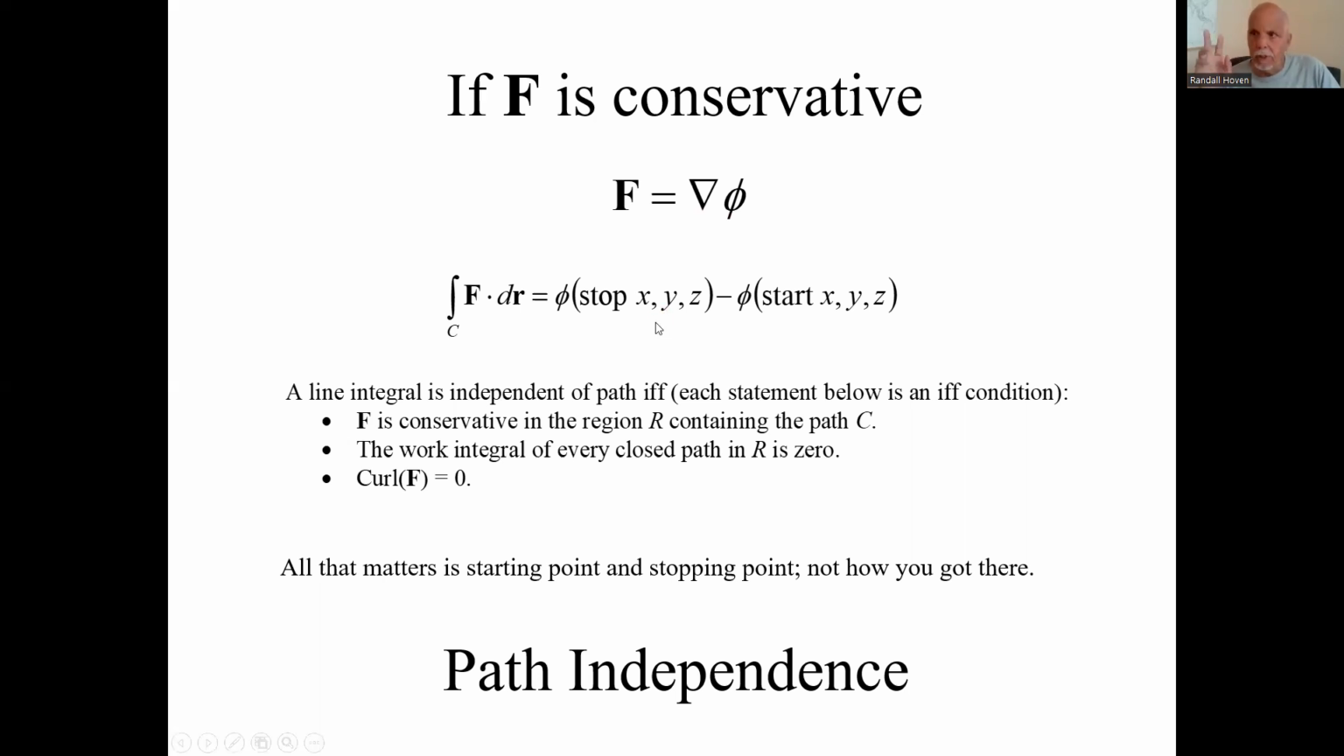Two tricky parts to the whole thing. One is, how do you know the vector field is conservative? And secondly, how do you find phi, the potential function? Anyway, it does not depend on what the path took. It's called path independence.